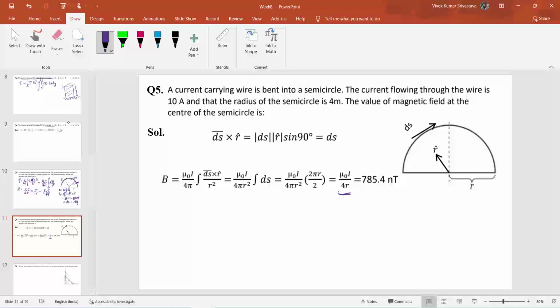The value of current is already given to us, that is 10 ampere. The radius is also given, so the value of r is 4 meter. The value of μ0 we know is 4π into 10 raised to the power minus 7. So we will put these values in the expression, and the calculated magnetic flux density is equal to 785.4 nanotesla. So that's how we can calculate the magnetic flux density.